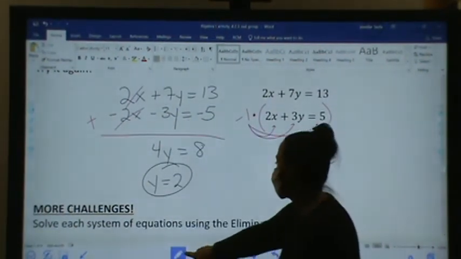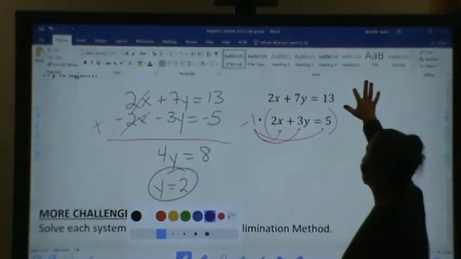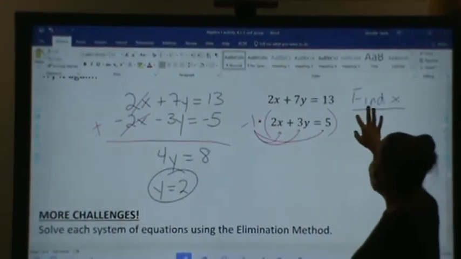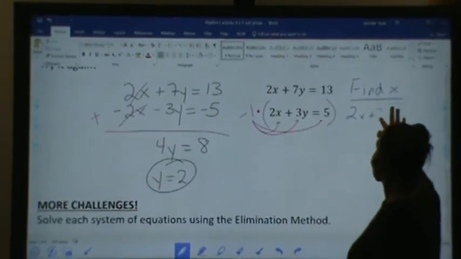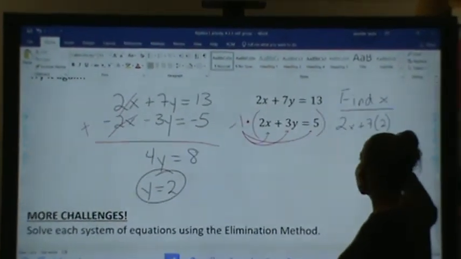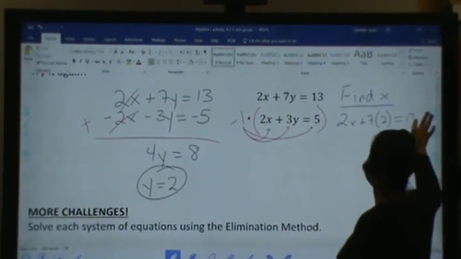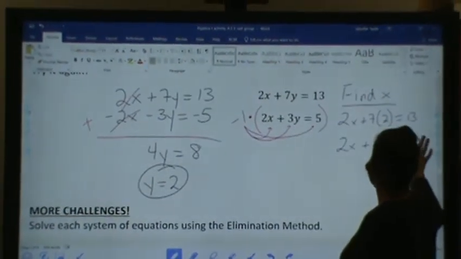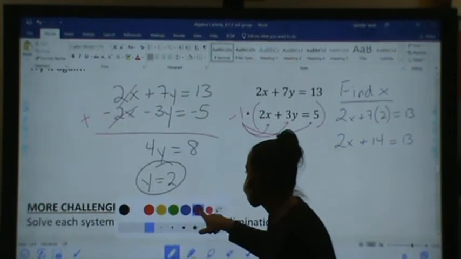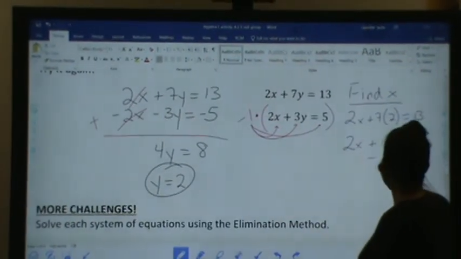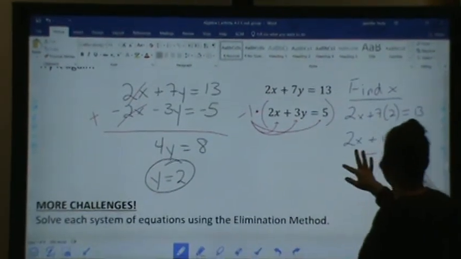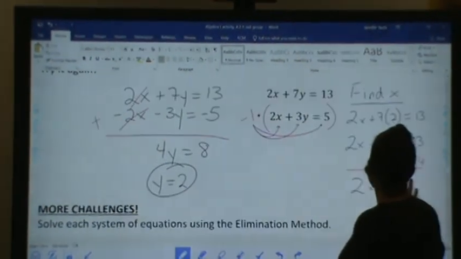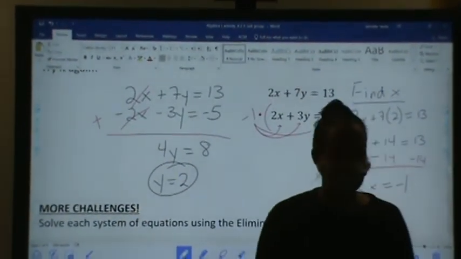Let's go back and see if we can find x now. It doesn't matter which one you find, but let's go back and find x. I get 2x plus 7 times y, which is 2, equals 13. So I get 2x plus 14 equals 13. This works out nice. You just subtract over 14 and look at what you have. 2x equals negative 1.